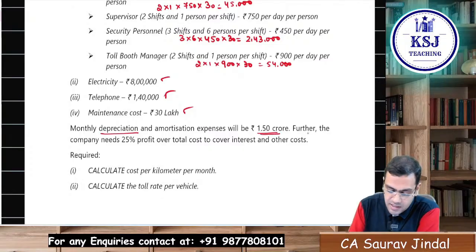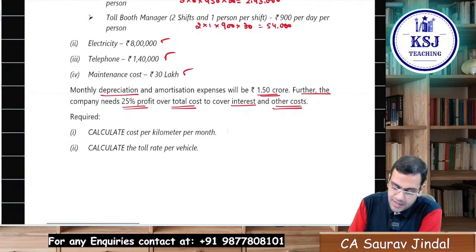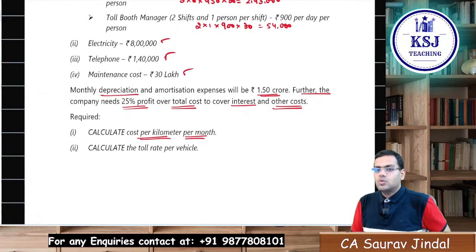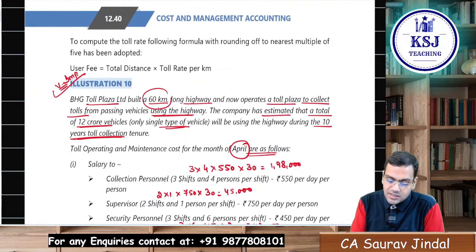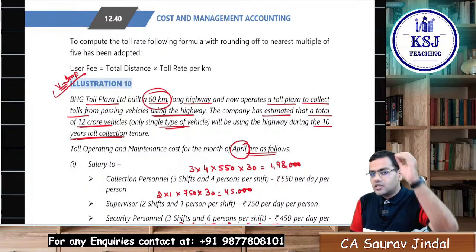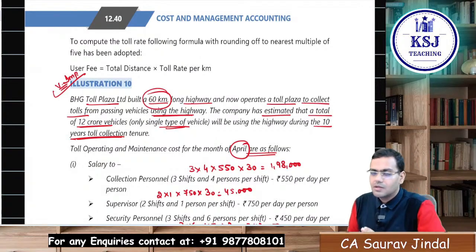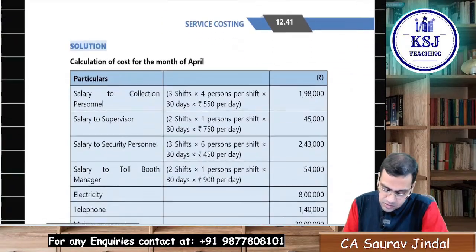1.5 crore. Further, the company needs 25% profit over the cost to cover the interest and other cost. Calculate the cost per kilometer per month. So that means whatever is the total cost divided by the number of kilometers, that is 60 kilometers, you will get the cost per kilometer per month. Isn't it? That is what you will get.